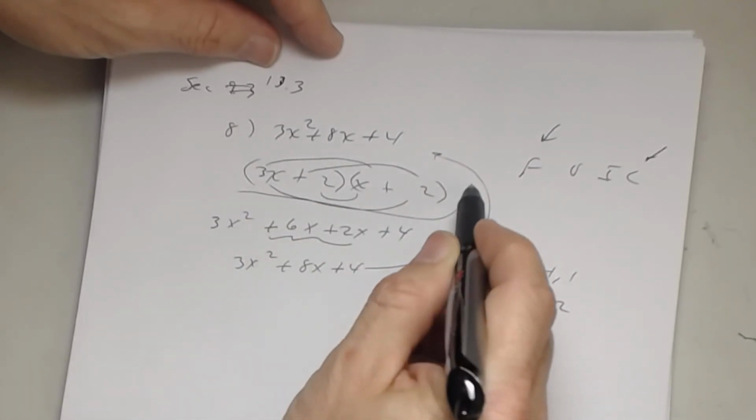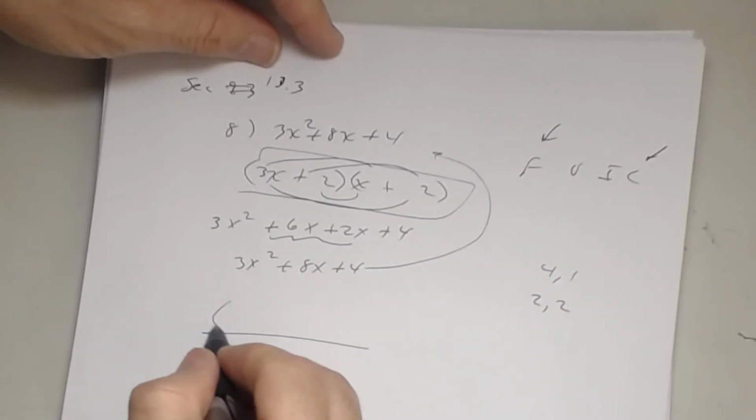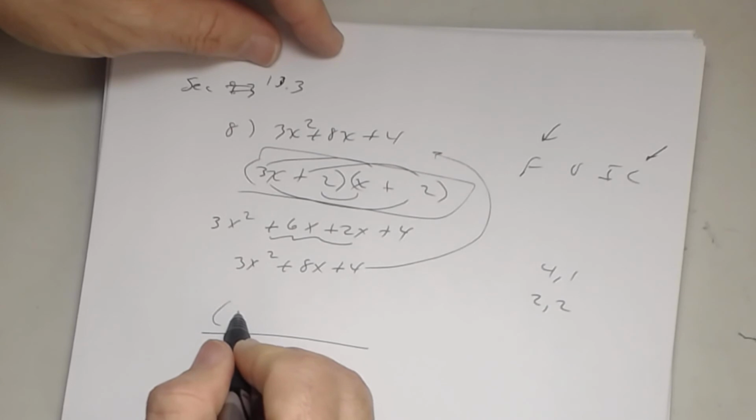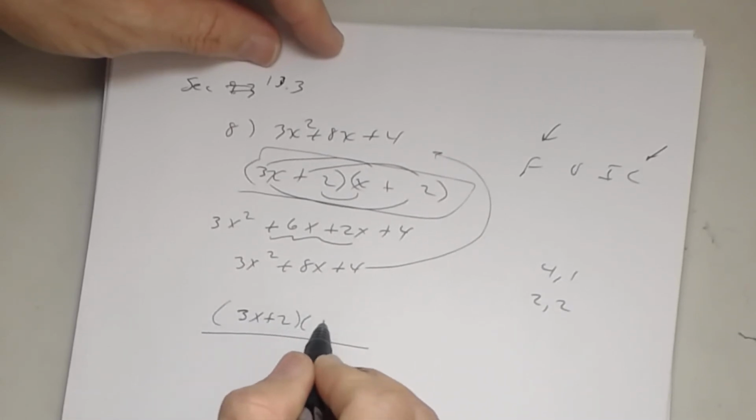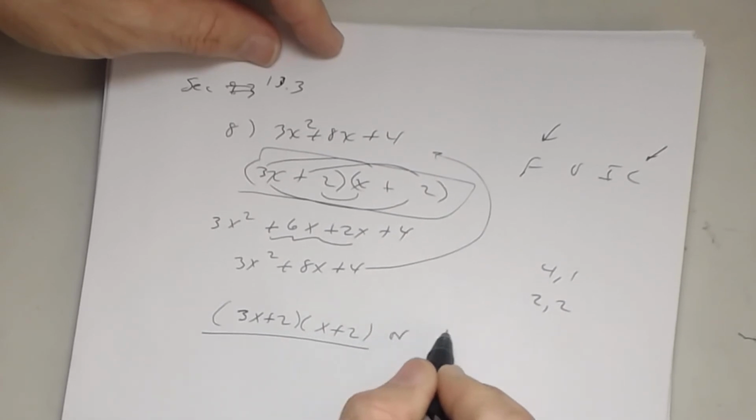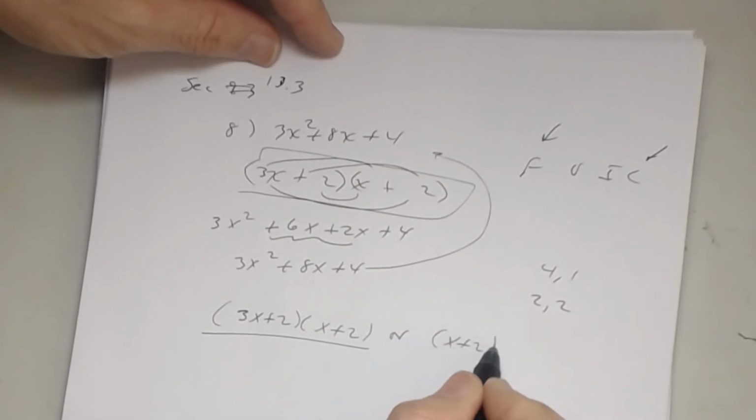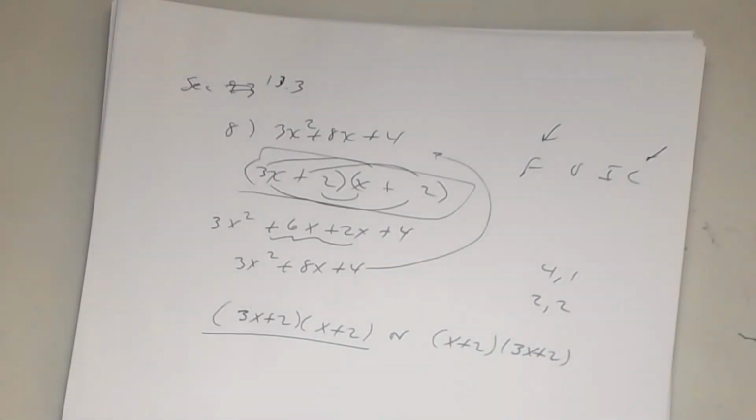So here's your answer. So in the blank, you're going to put what? 3x plus 2 times x plus 2. Someone else could have said x plus 2 times what? 3x plus 2. Okay? Same thing. Trial and error.